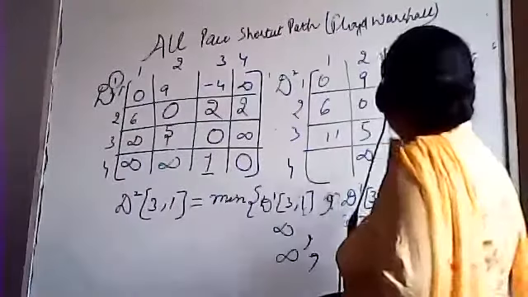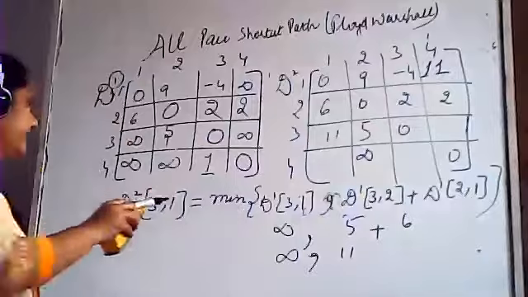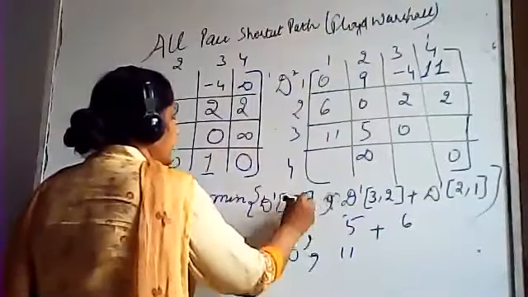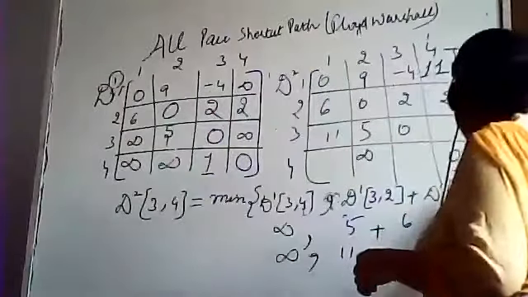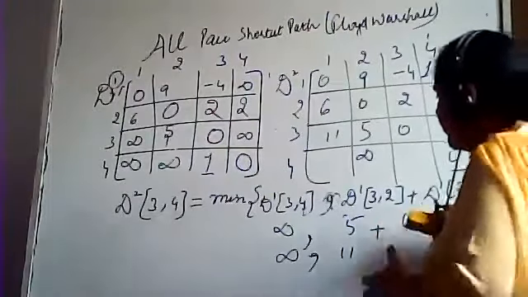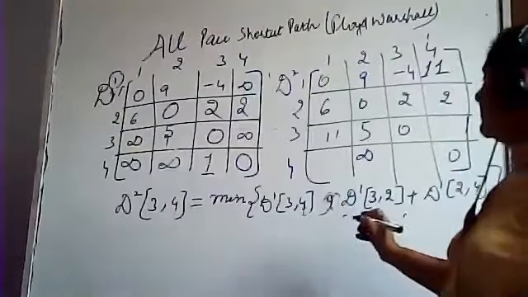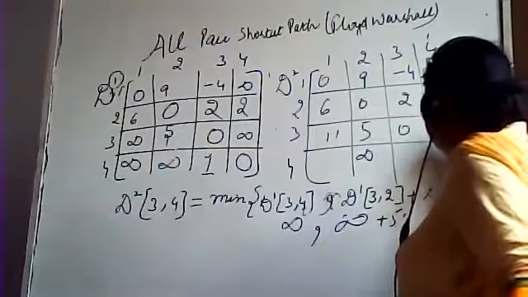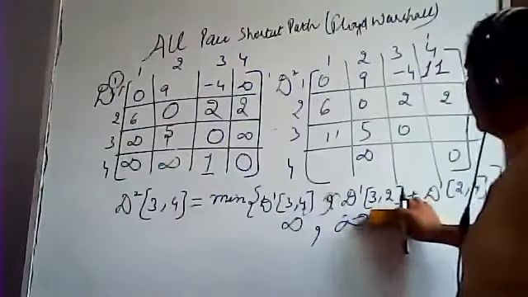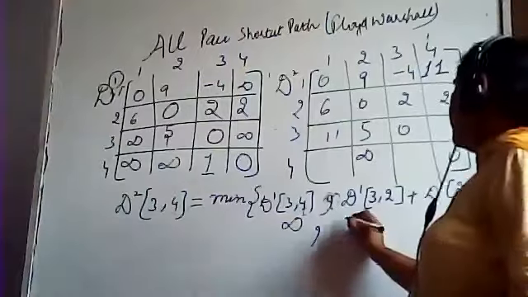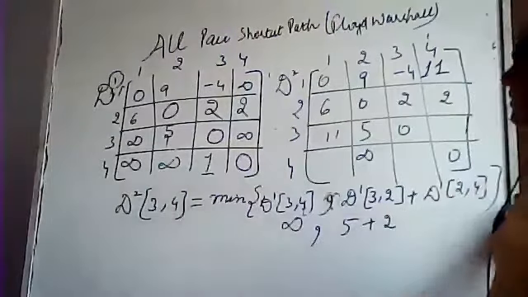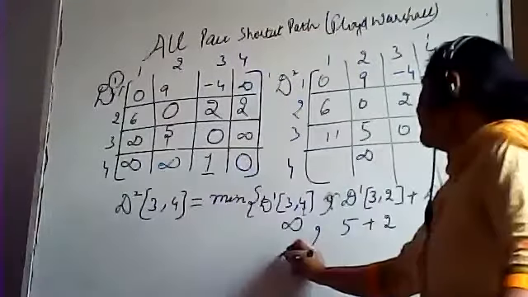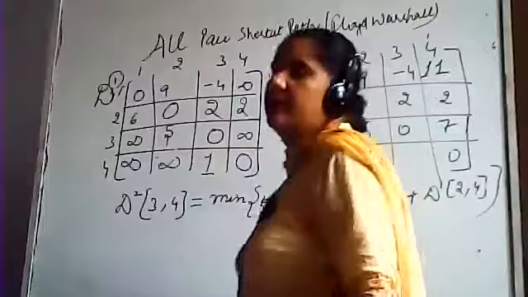Next value we are going to calculate is 3, 4. Give me the values for this. 3, 4 is infinity, 5, 2. What did you do? Ma'am, 2, 4 is 2. 5 plus 2. Yes, ma'am. 3, 2 is 5 and 2, 4 is 2. So it is 7. 7, infinity. Better value is 7. Okay.